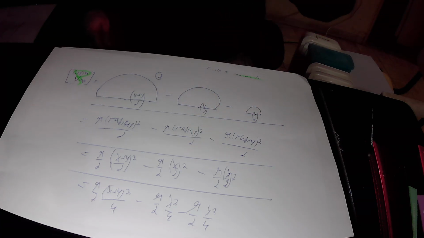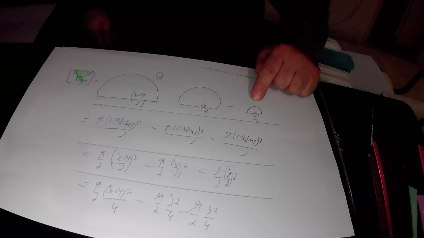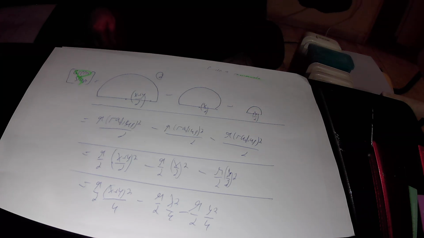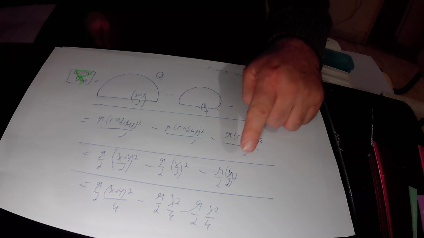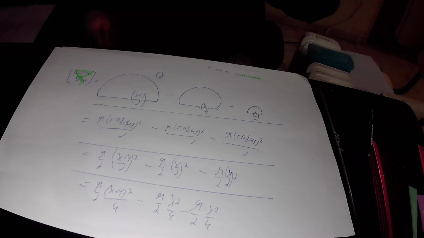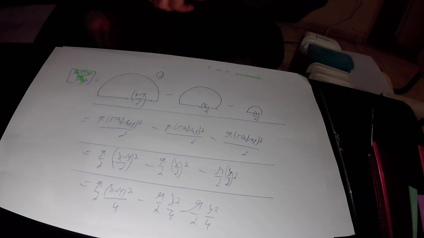The area of this smallest semicircle equals pi over 2 times the radius of this smallest semicircle squared. So it is pi over 2, and the radius of this smallest semicircle is y over 2, therefore the radius squared is (y over 2) squared. So in total, we found that the area of this smallest semicircle equals pi over 2 times (y over 2) squared. Here we simplified those three expressions.